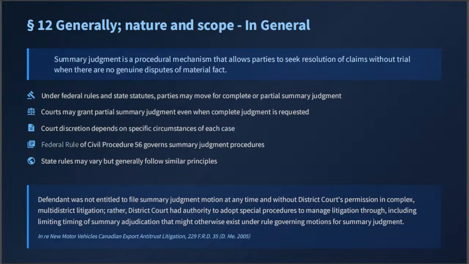And as we saw, the Federal Rule of Civil Procedure 56 governs summary judgment procedures. So the Federal Rule of Civil Procedure, Rule 56. State rules may vary, but they generally follow similar principles, if not identical to Rule 56.